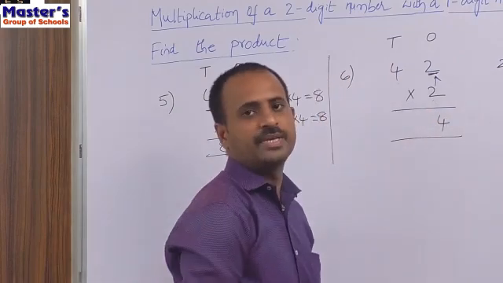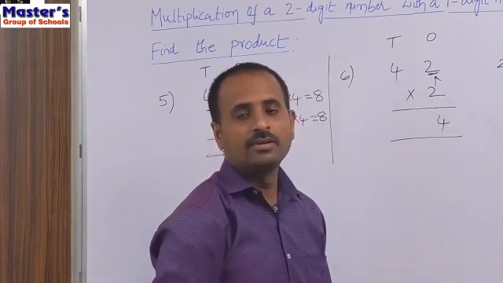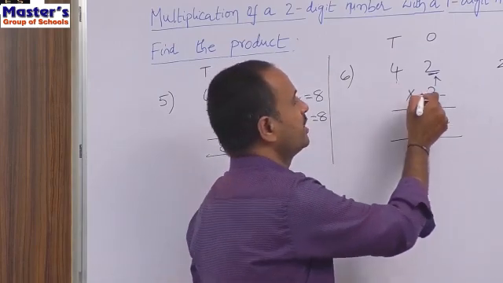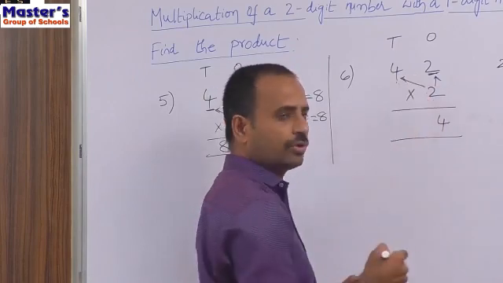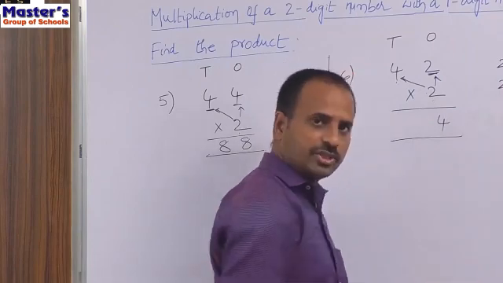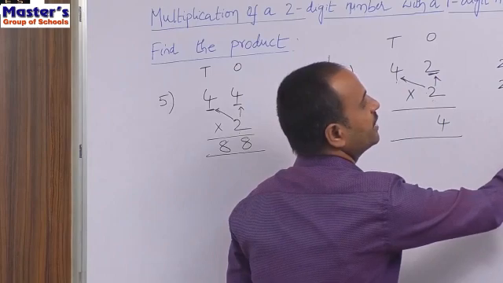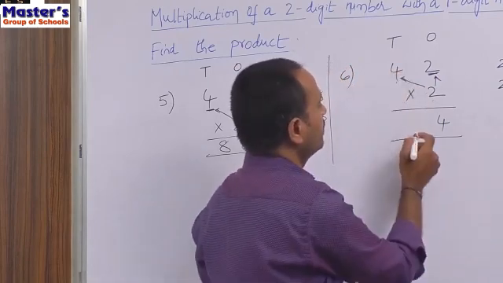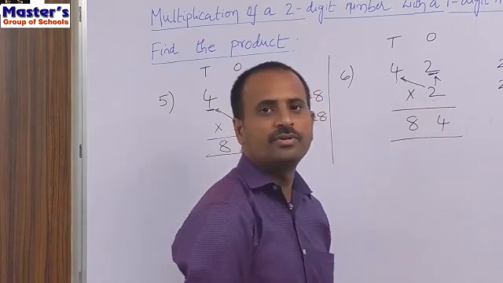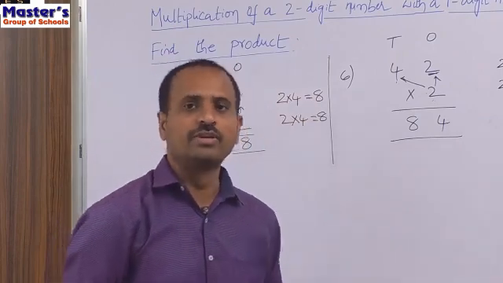Now go to tens place. Multiply the digit present in the tens place with 2. Which digit is present in tens place? Here 4 is present in tens place. So multiply 4 with 2. That is 2 into 4. Children, how much is 2 4s? 2 4s are 8. So write 8 under tens place. The answer is 84.